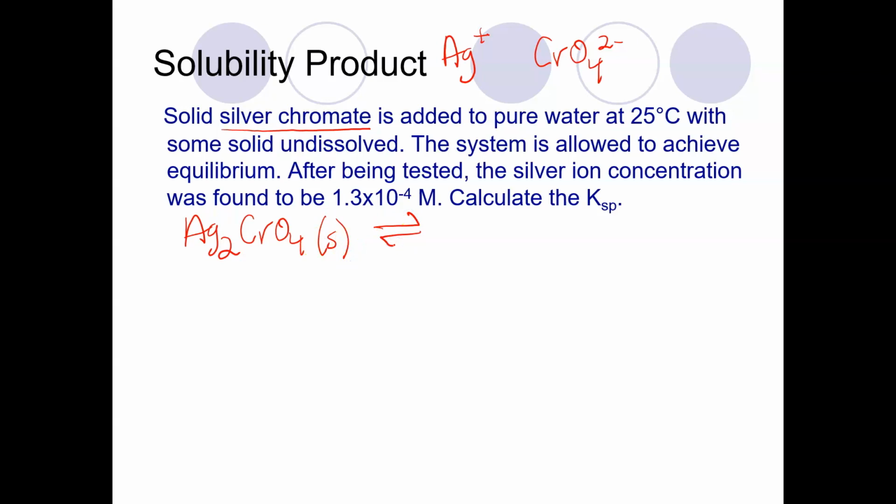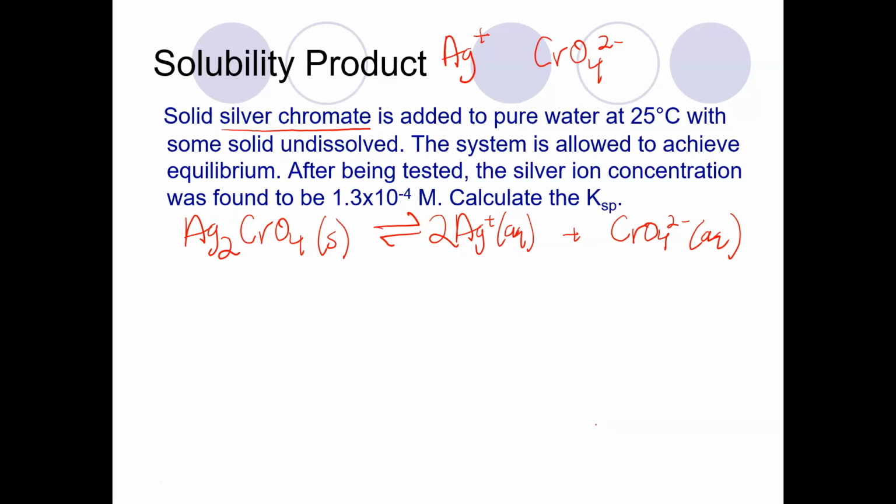So I'm going to go ahead and set out the equation. It's going to be the positive charge, which is silver, aqueous, and the negative charge, which is chromate, aqueous. I look at this, it is not balanced. I'm going to put a 2 right there.